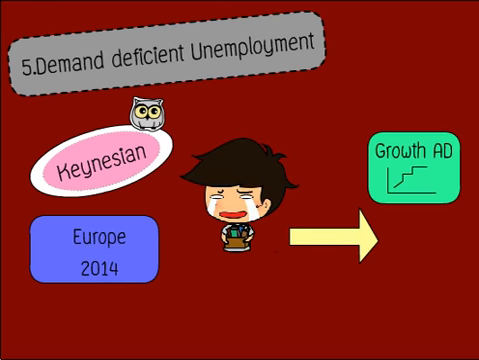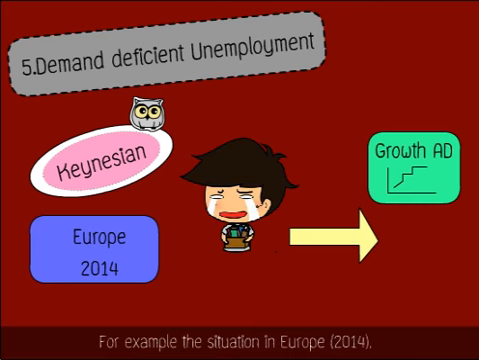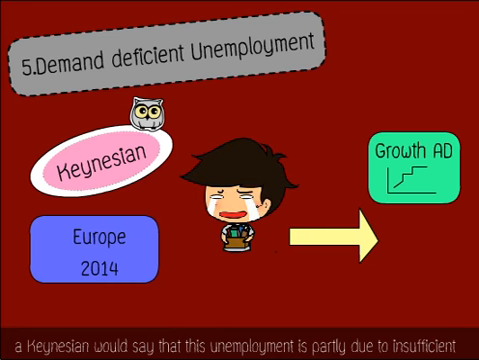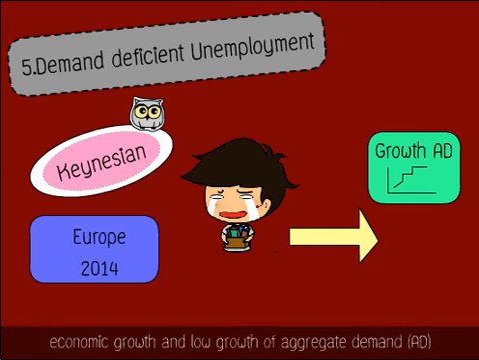For example, the current situation in Europe. Keynesians would say that this unemployment is partly due to insufficient economic growth and low growth of aggregate demand.